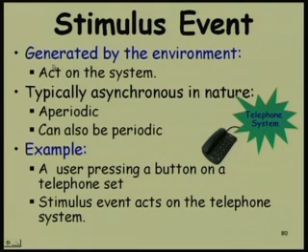Now, let us look at the stimulus events. Seen that these are generated by the environment to act on the system, recognized by the system, and many of these events generated by the environment are asynchronous. They do not occur according to some clock, and that is the reason many of them are aperiodic or sporadic. But this can also be periodic, because there might be a clock, and according to that it generates some events, but a vast majority of them are aperiodic.